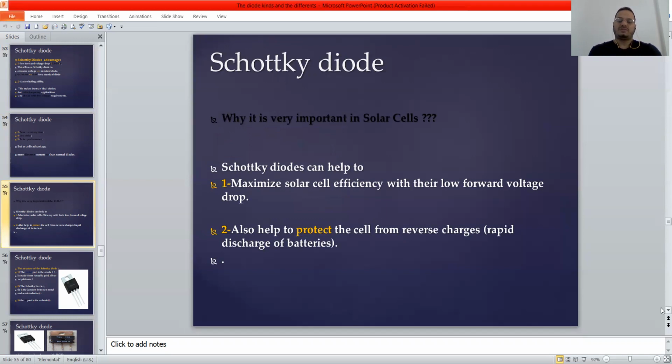Why is it very important in solar cells? We use the Schottky diode in solar cells more than in other industries. I think the Schottky diode can help maximize solar cell efficiency with its low forward voltage drop. It also helps protect the solar cell from reverse charge, leaking charge.